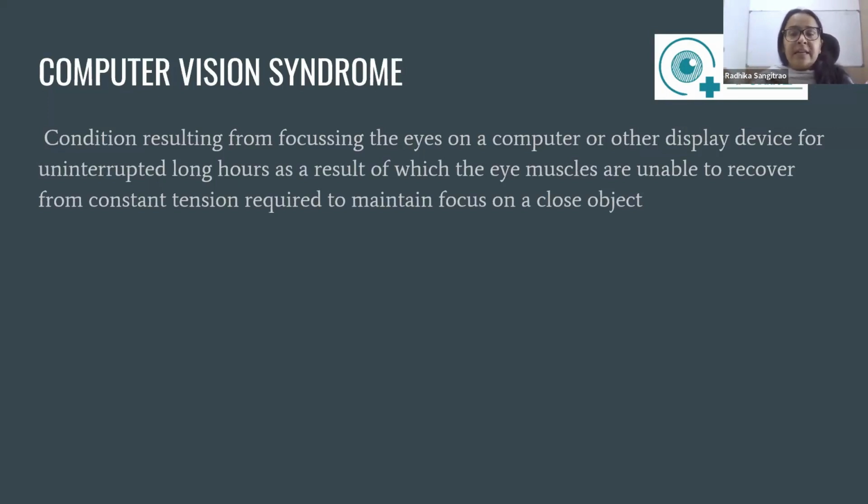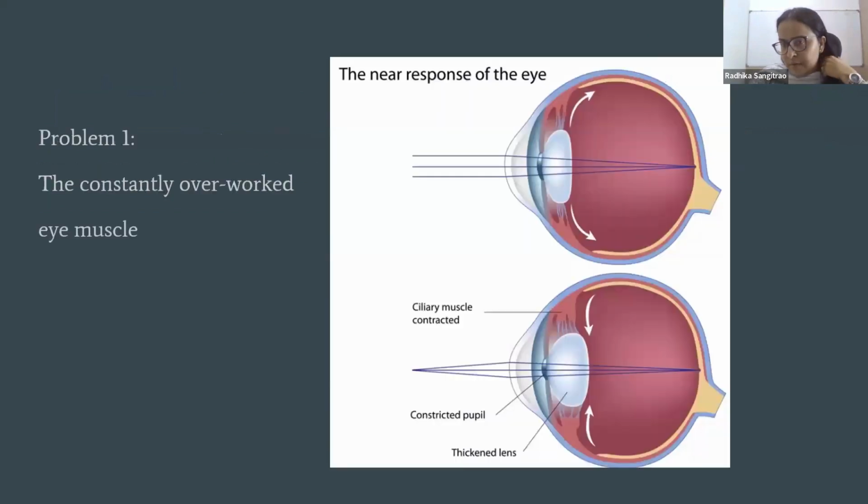So I described earlier that when you want to maintain focus on a close object, the ciliary muscle has to contract. Now you can imagine, if your arm is contracted like this for over 6 to 8 hours, this muscle is going to tire out. Similarly, the ciliary muscle is tiring out, and that is how your eyes are hurting, your head starts hurting, you're uncomfortable. So naturally, it's difficult to work for so long. That is what we are talking about: the constantly overworked ciliary muscle causes headache and eye strain.